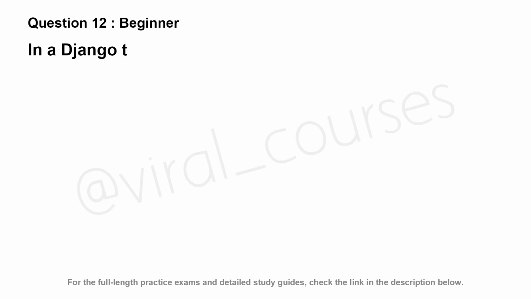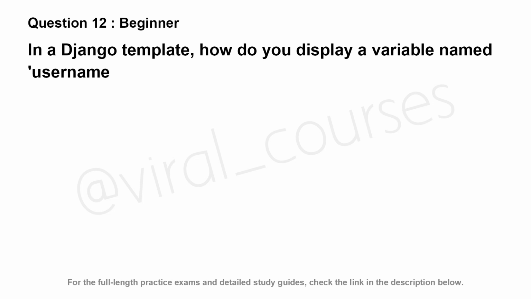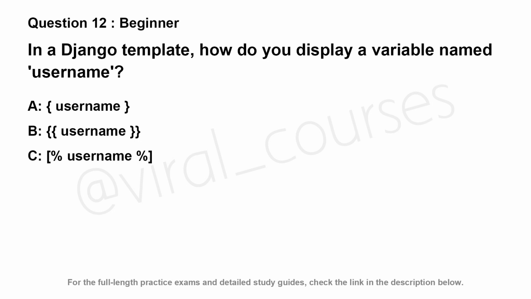In a Django template, how do you display a variable named username? Option A, {{ username }}. Option B, {% username %}. Option C, %username%. Option D, <username>.